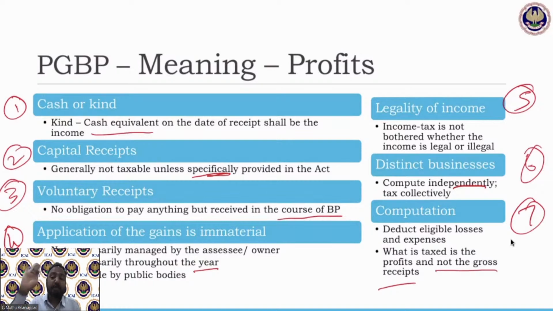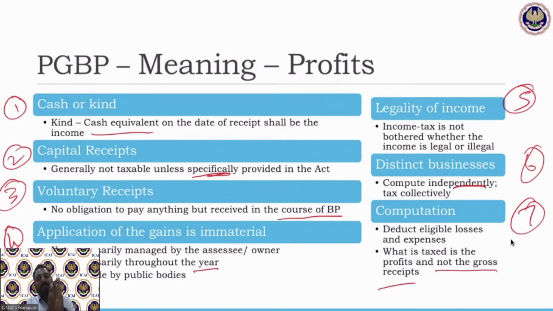So there are 7 principles. As we said, cash or kind, it could still be treated as PGBP. Capital receipts are not taxable unless specifically provided in the Act. Voluntary receipts are still taxable. Application of the gain is immaterial, so it doesn't matter whether you're spending it or not. Legality doesn't matter, so even illegal income is taxable.